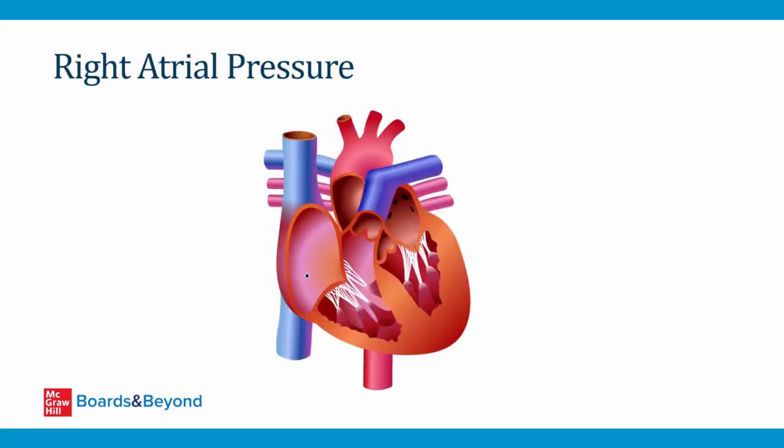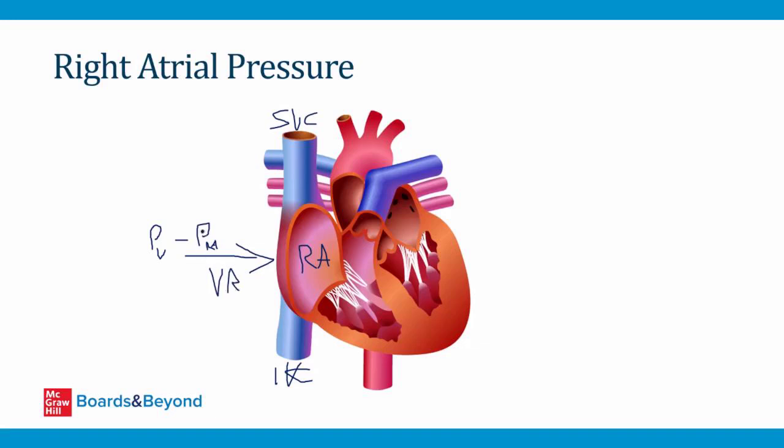So if we look at this drawing of the heart, right here is the right atrium, and it's receiving blood from the venous system of the body from places like the SVC drawn up here or the IVC down here at the bottom. And the driving force for venous return to come to the right atrium is the difference between the mean pressure in the venous system and the pressure in the right atrium.